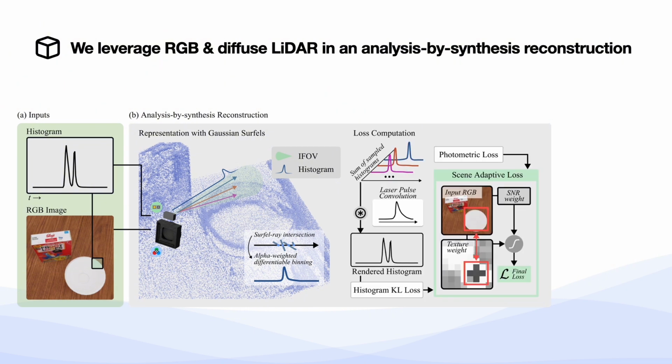To then render a transient histogram for a diffuse LiDAR pixel, we sum together the histograms computed from each ray sampled within the LiDAR pixel, and convolve that with the laser pulse. We then compute a histogram loss comparing the ground truth transient measurement and our rendered measurement using KL divergence. And we compute a photometric loss on the rendered RGB image with L1 loss and SSIM loss.